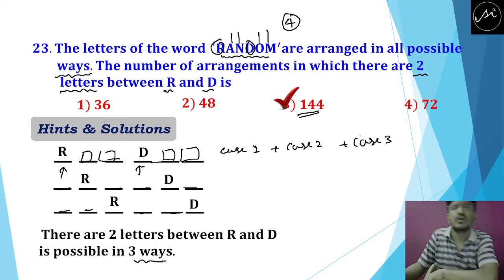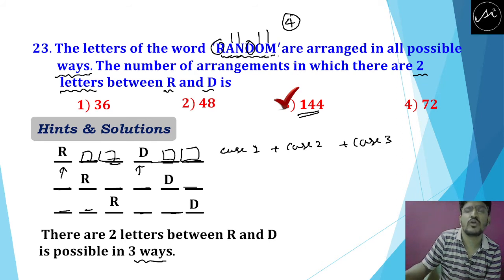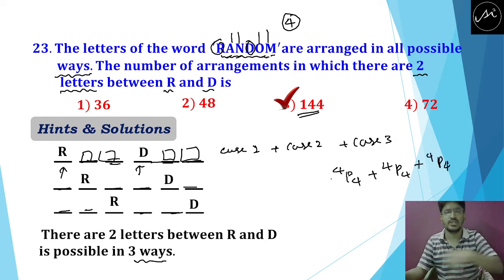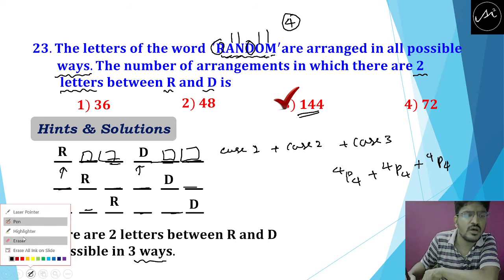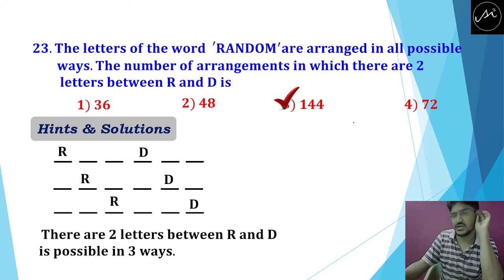So here you can just see R and D are fixed. So these 4 places, 1, 2, 3, 4. That means 4P4 plus 4P4 plus 4P4 will give you the right answer. So therefore 144 is going to be the right answer. Clear?